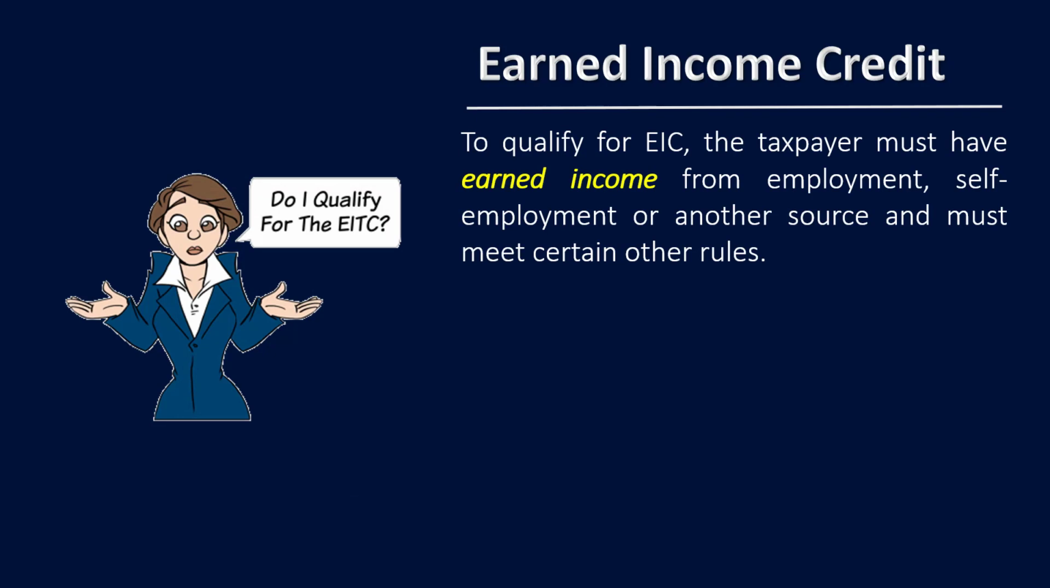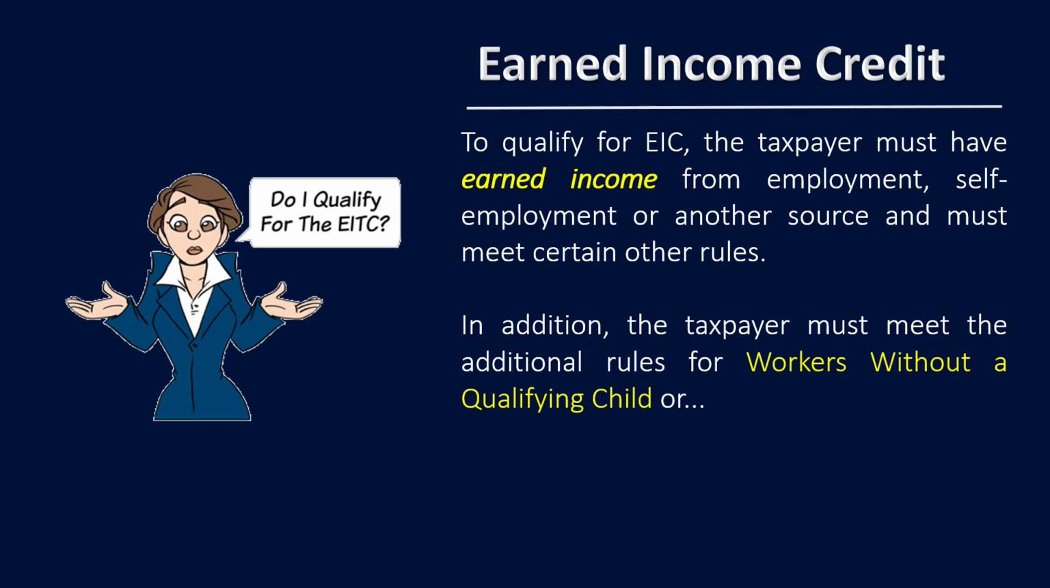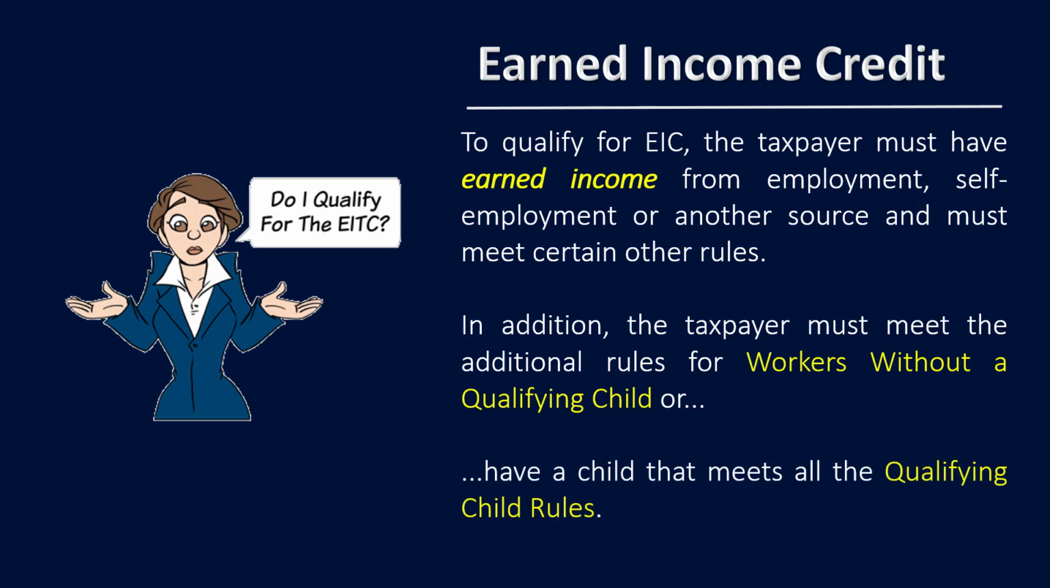Who qualifies for the Earned Income Credit? Well, to qualify, the taxpayer must have earned income from employment, self-employment, or another source, and must meet certain other rules. In addition, the taxpayer must meet the additional rules for workers without a qualifying child, or have a child that meets all of the qualifying child rules.